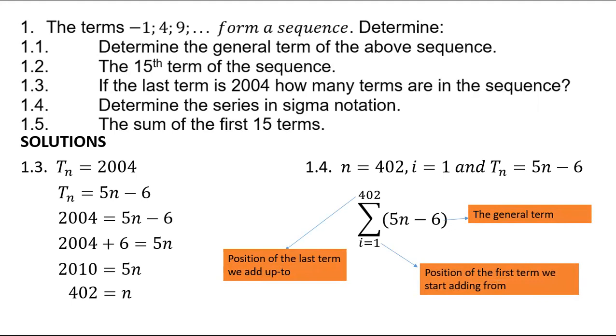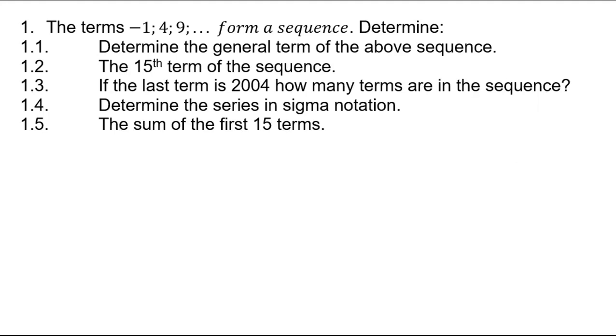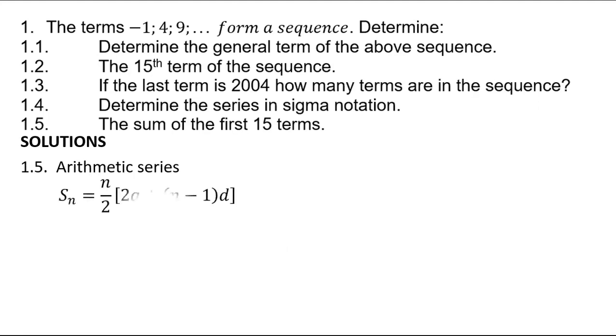1.5 wants us to determine the sum of the first 15 terms. Because we are dealing with an arithmetic sequence, we'll have to use the arithmetic series formula. The formula for arithmetic series is Sn equals n divided by 2 into (2a plus (n minus 1) multiplied by d), where n represents the number of terms that we are adding. In this case, we are adding the first 15 terms.